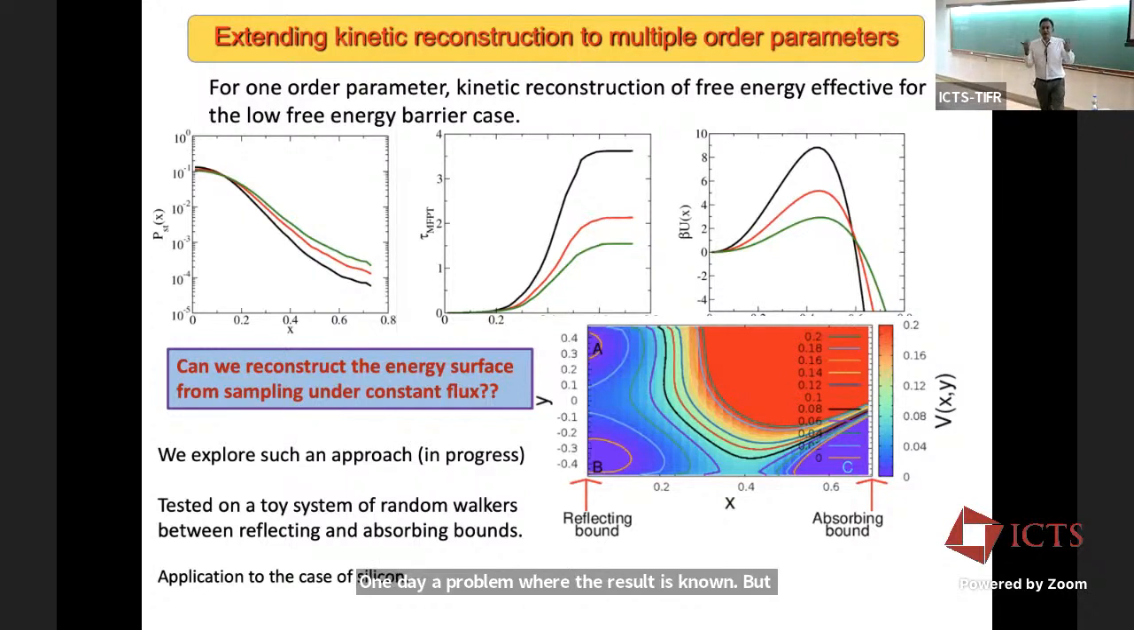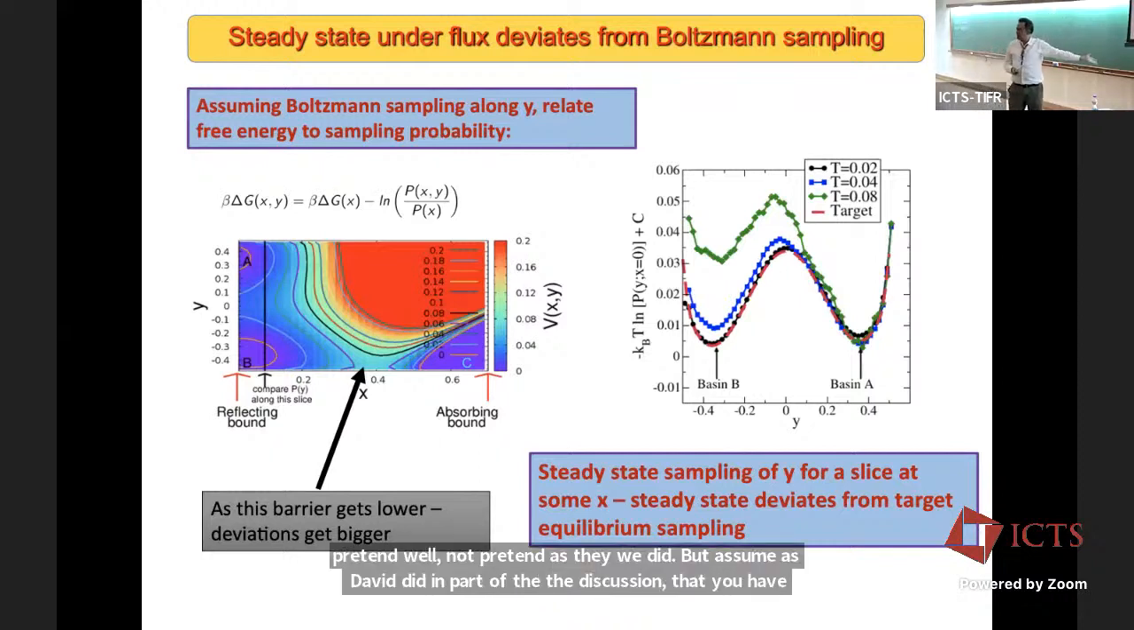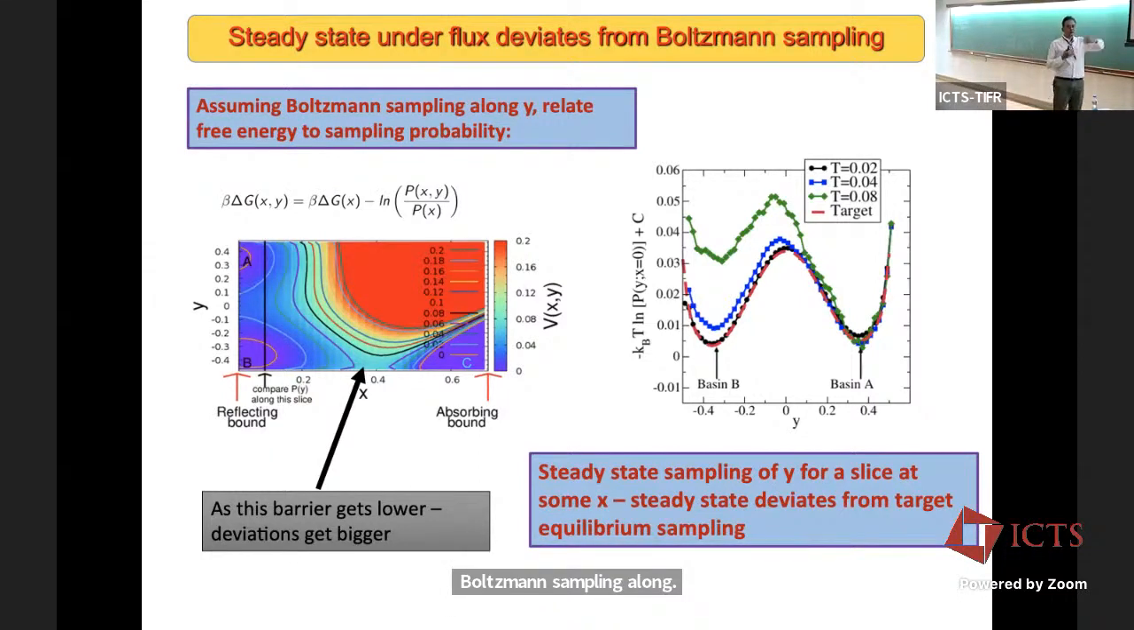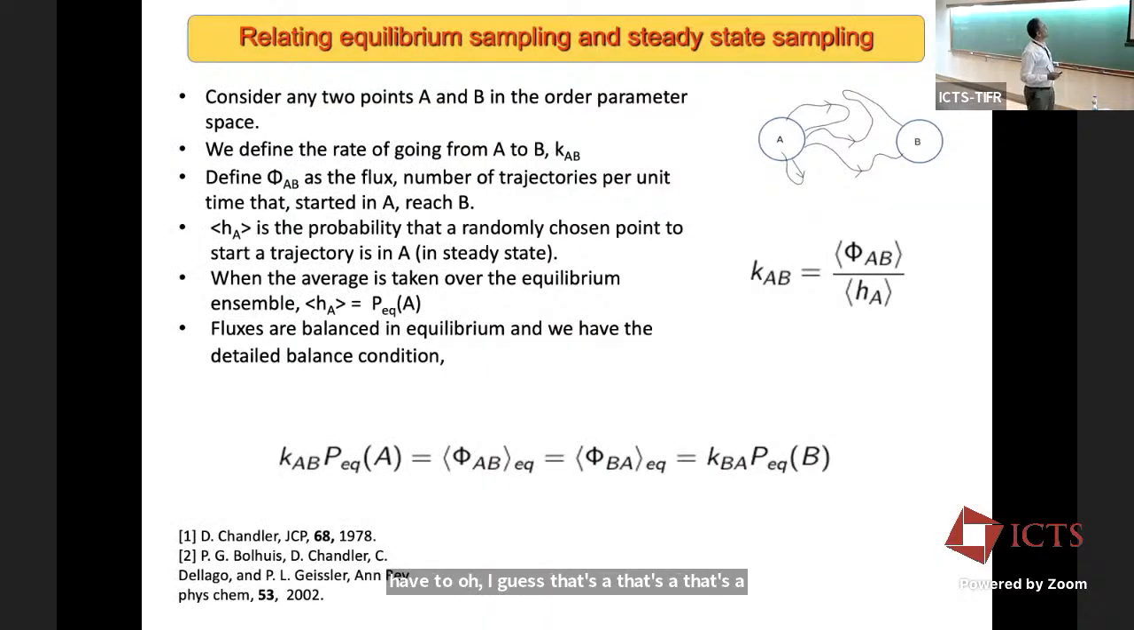But if one has a higher order parameter space, we can't use that result because when we assume, as David did in part of the discussion, that you have Boltzmann sampling along the other directions, it doesn't work, right? You don't have Boltzmann sampling when you have an absorbing boundary condition, and therefore you have to, oh, I guess that's a sign from somebody.